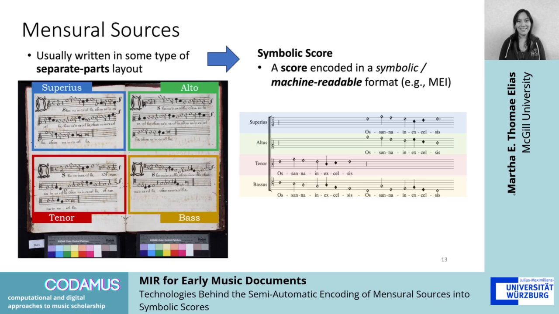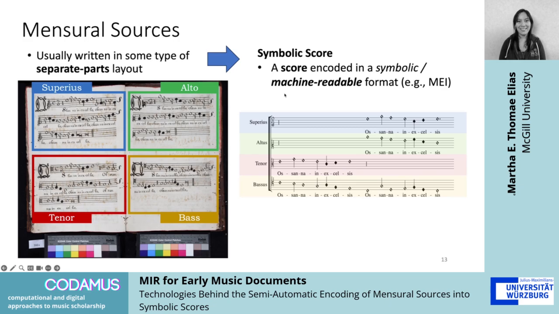Why would we want that? There is an advantage to having them in score layout. If you have them in the original layout, you can only see the melodic information for each of the voices. If you have them in a score layout, in addition to seeing that melodic information, you have access to the vertical sonorities. You can see which notes are being sung at the same time. So that's the advantage of having them as scores.